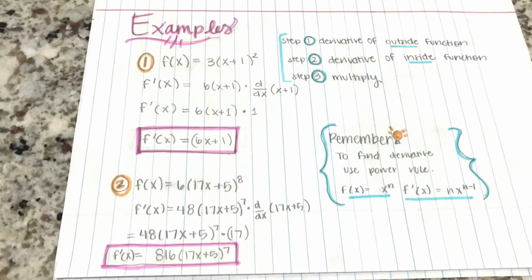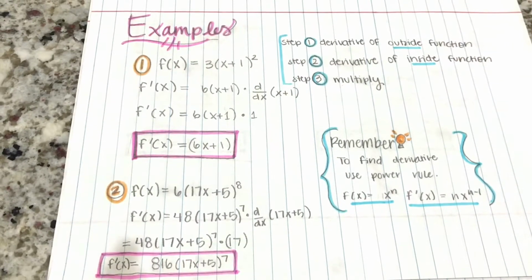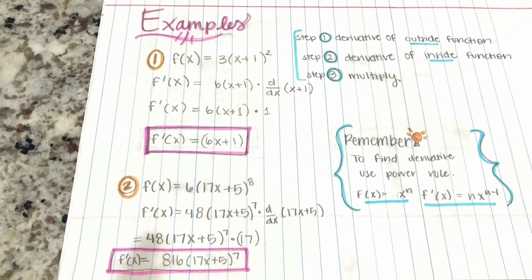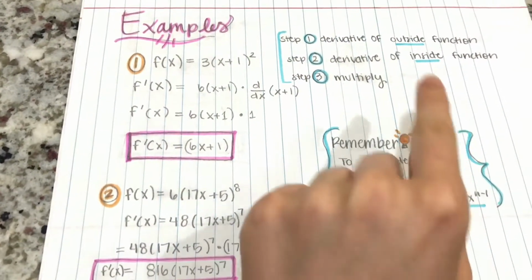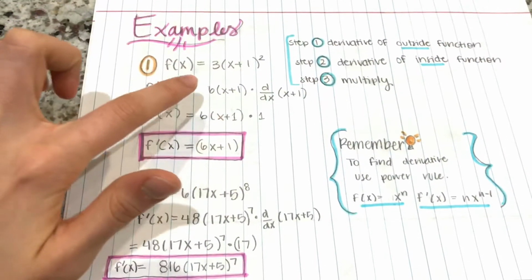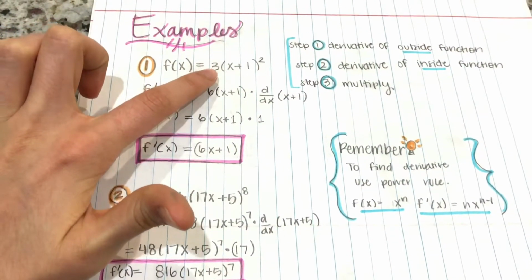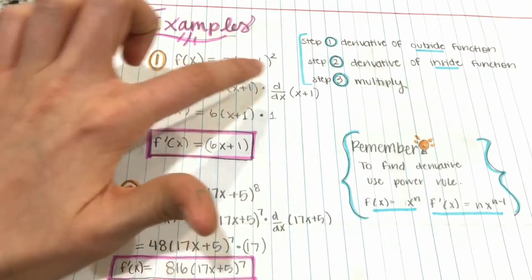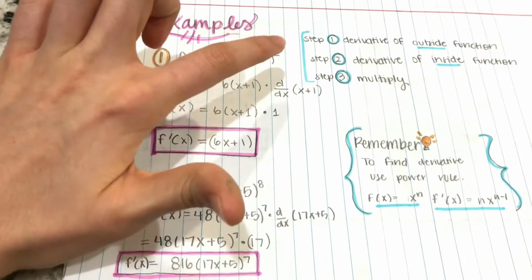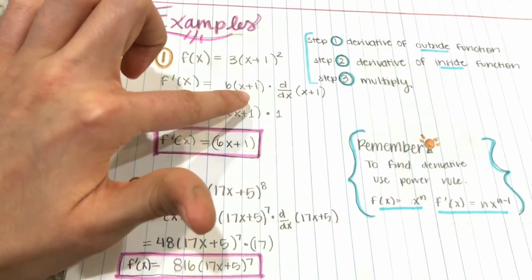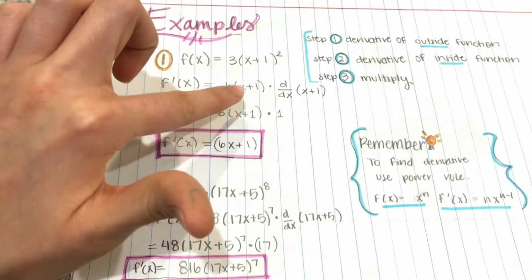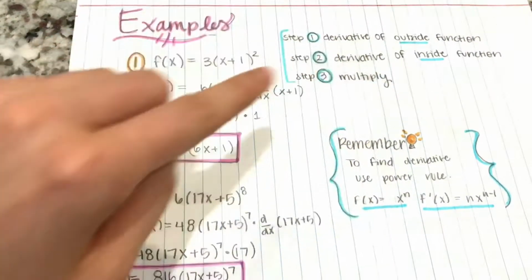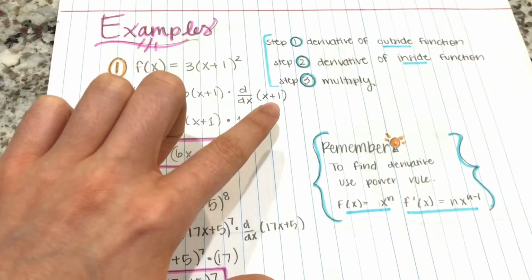Example 1 wants us to use the chain rule to find the derivative of 3 times (x plus 1) squared. Step 1, we're going to find the derivative of the outside function. Our outside function is 3u squared. The derivative of our outside function is 6 times u to the 2 minus 1, which is just 1, and we keep the argument the same. So it's 6 times (x plus 1), times, our next step, the derivative of the inside function, which is x plus 1.